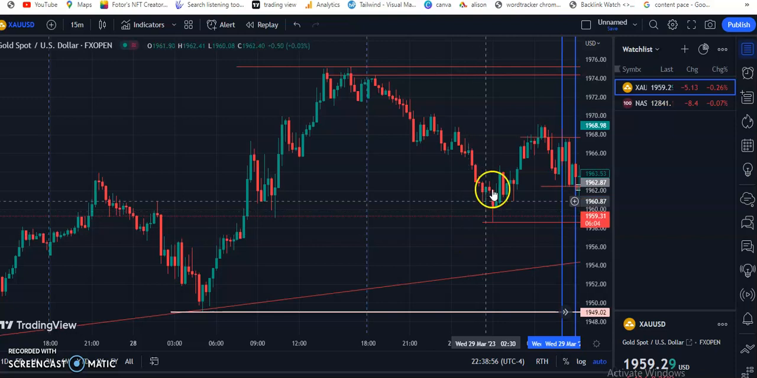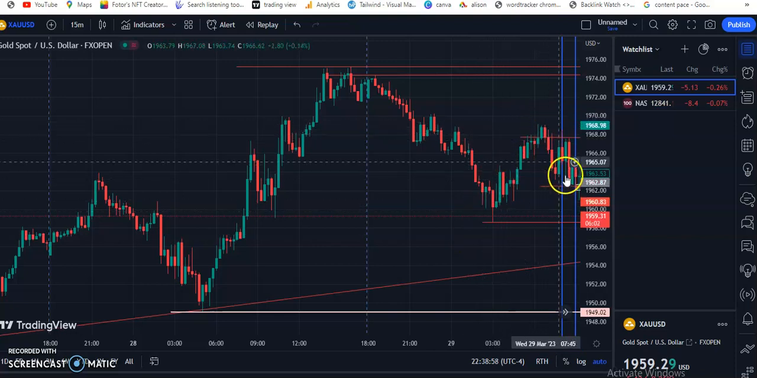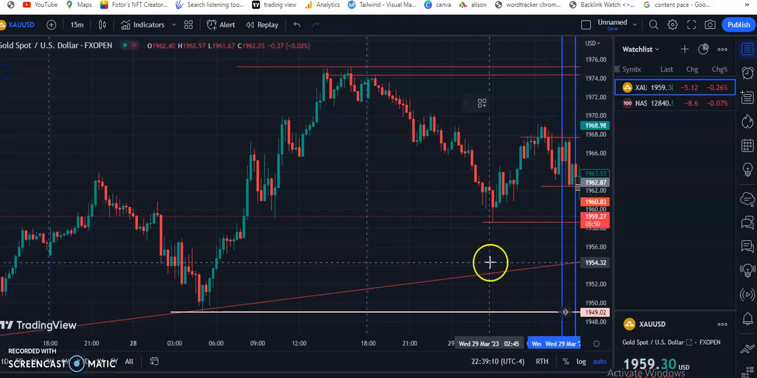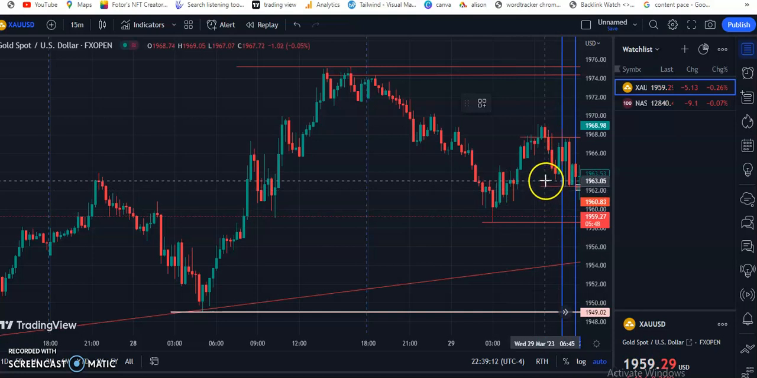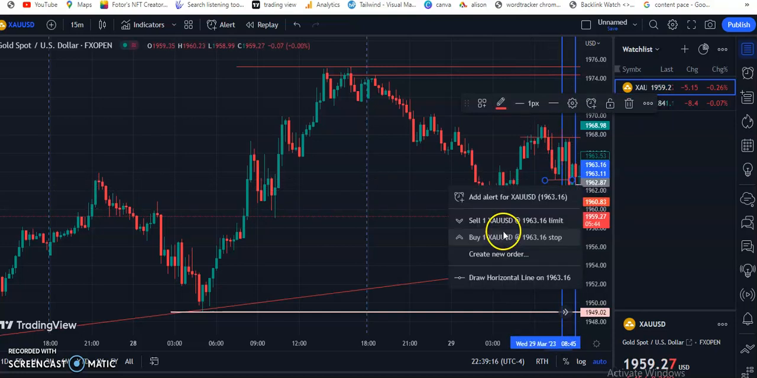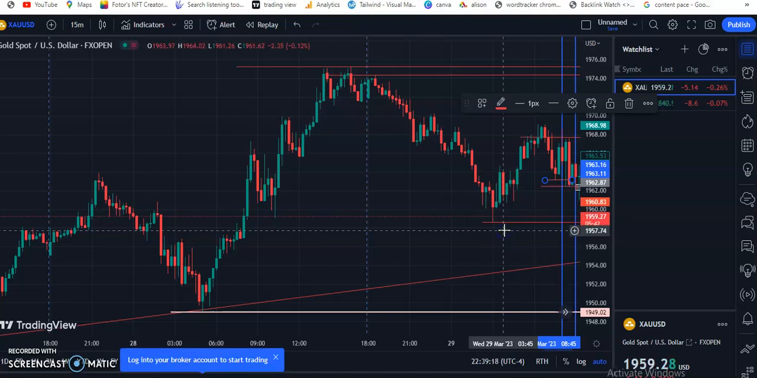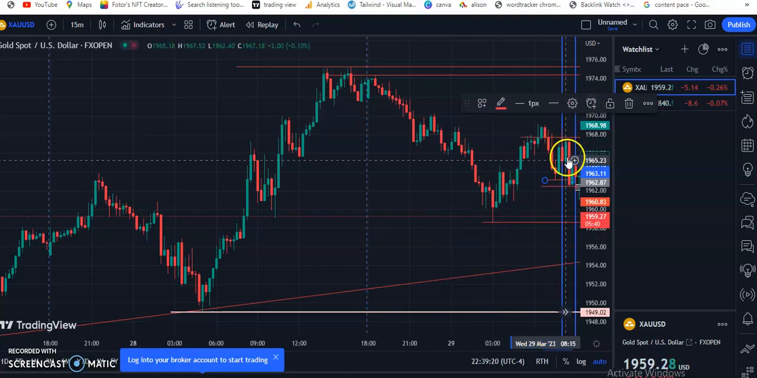And then we have one push to the low, two push to the low. I'm talking about this candle. So we have this low here. That was the first push. The second push and the third push to the low.